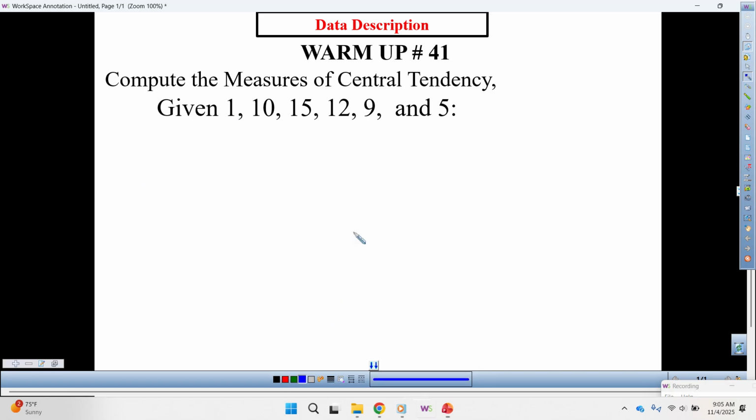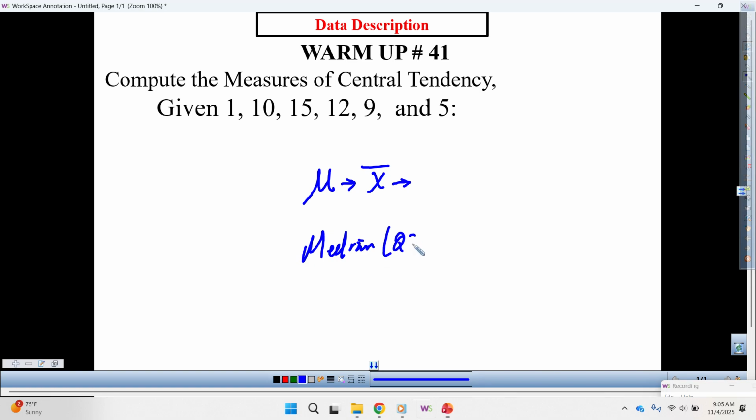All right, what are the measures of central tendency, Jordan? What are they? Mean, we use mu, or we use x bar. Tell your neighbor what's the difference from one to the other, please. Yeah, that is correct. Mu is for population and x bar for sample.